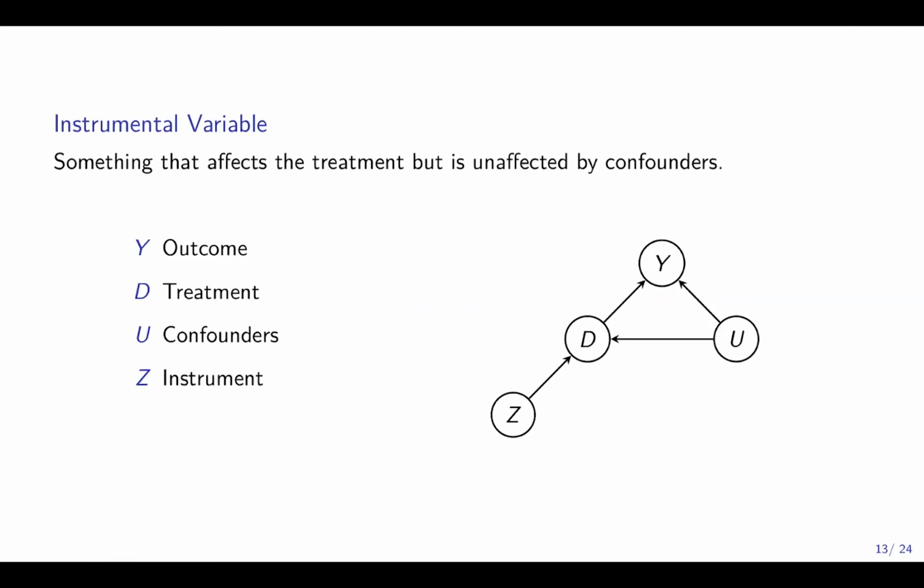Traditionally, economists like to use the notation Z to refer to a variable that satisfies these requirements. And it's worth just distinguishing this a bit from the regression discontinuity setting. So here, Z does not have to completely determine the treatment. So an instrument does not have to completely determine the value of D. It just needs to affect it to some degree.